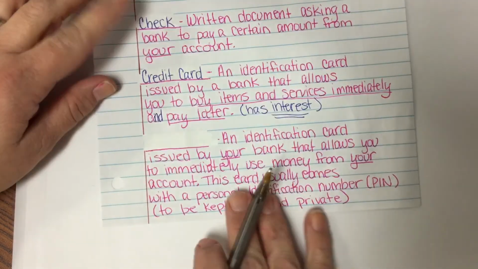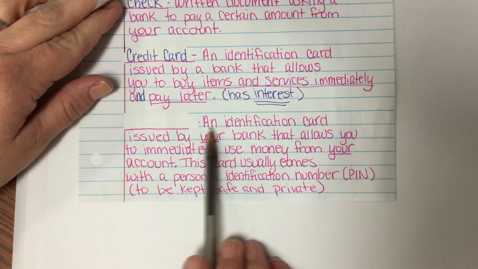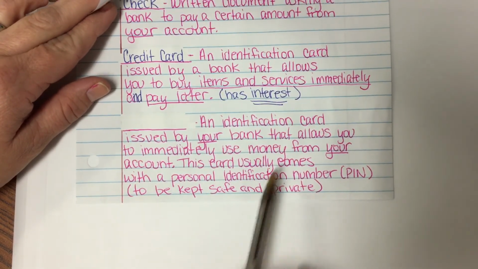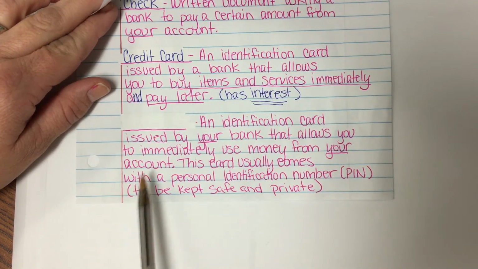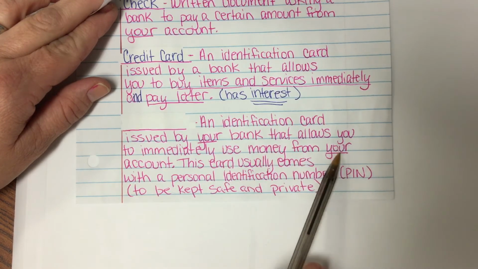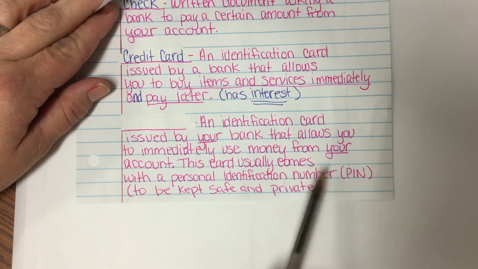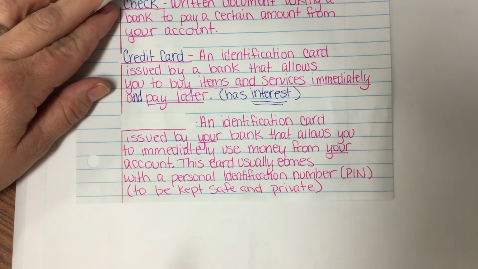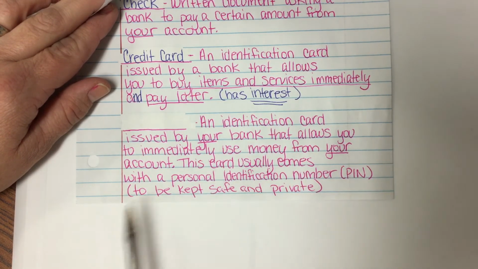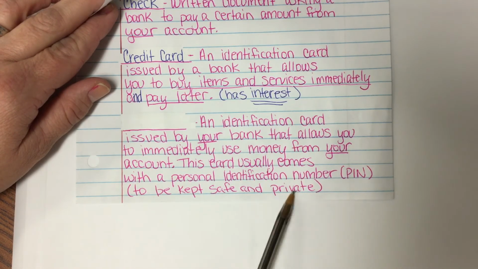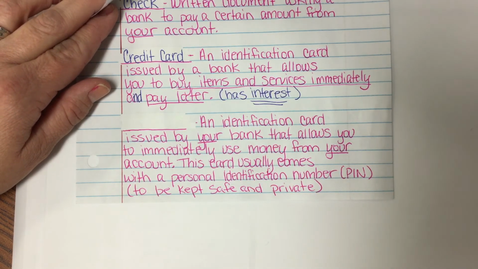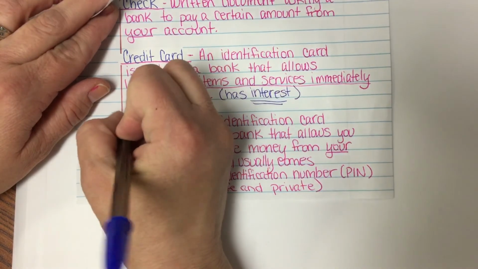Okay. All right. The next one is an identification card issued by your bank that allows you to immediately use money from your account. This card usually comes with a personal identification number, which is called a PIN number. It is to be kept safe and private. You don't want anybody getting your PIN number. And this is a debit card.